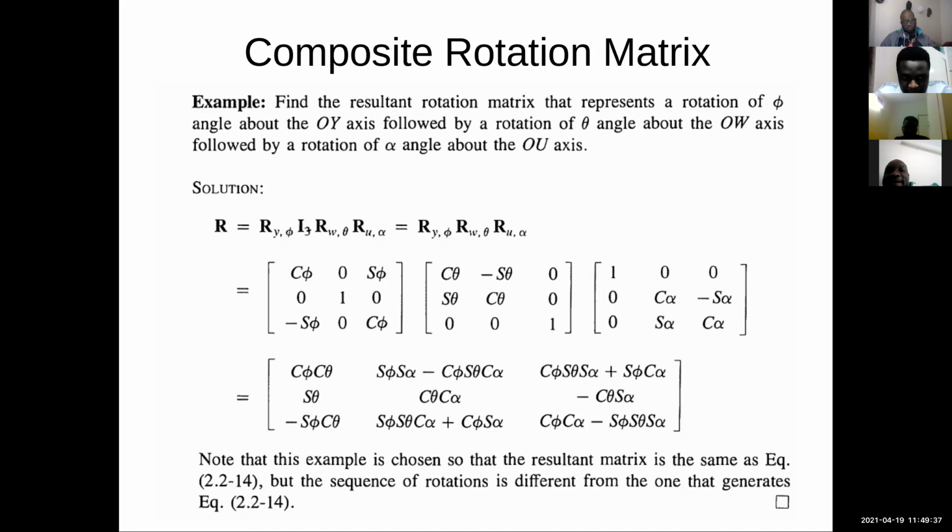Can you read, Musa? I must continue with the solution. Yes.